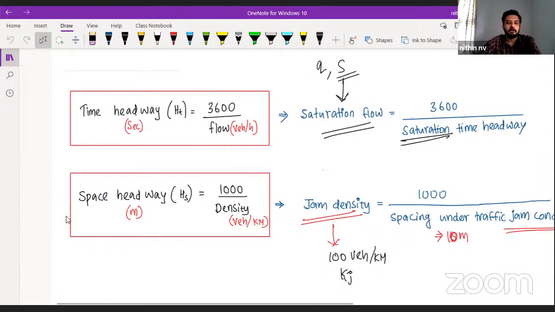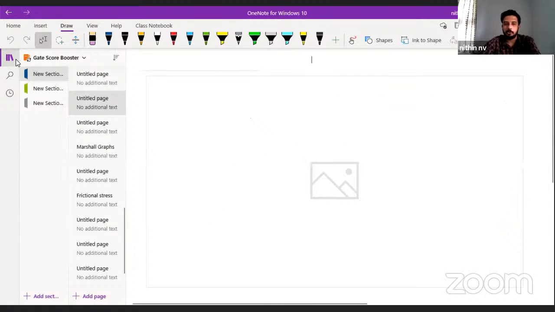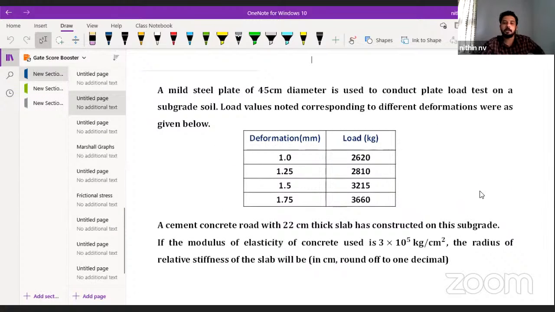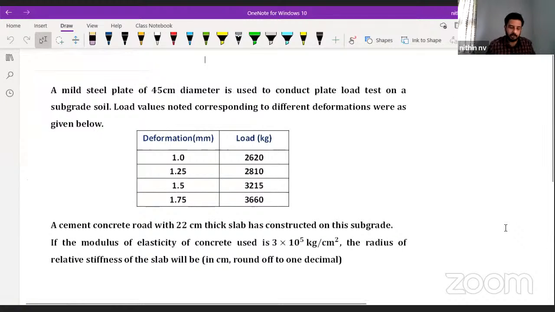So we are going into the pavement materials portion. Just read this question and try to solve it first.